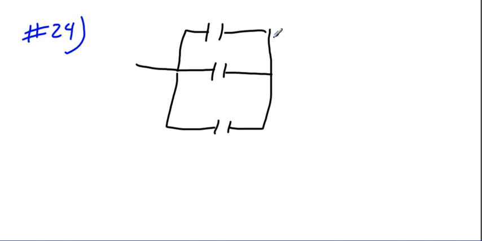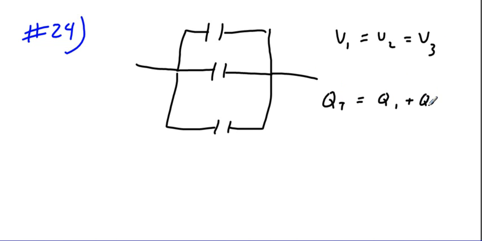All right, so I have 3 capacitors connected in parallel. I know that V1 is equal to V2 is equal to V3. The voltages all have to be the same. And I know that Q total has to be Q1 plus Q2 plus Q3. This one has area A1, d1. This guy has area A2, d2. This has area A3, d3.